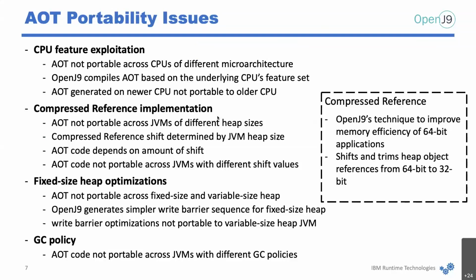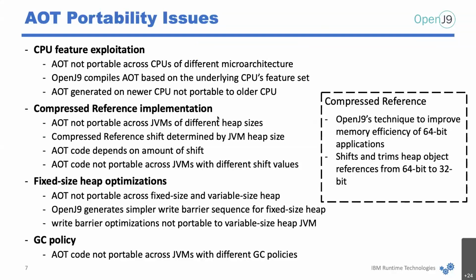Compressed reference affects the way AOT code is generated. Depending on the amount of shift that the compressed reference uses, AOT code will be generated differently. The amount of shift is determined by the heap size. So the reason AOT code is not portable across different heap sizes is because it's not portable across different shift values.